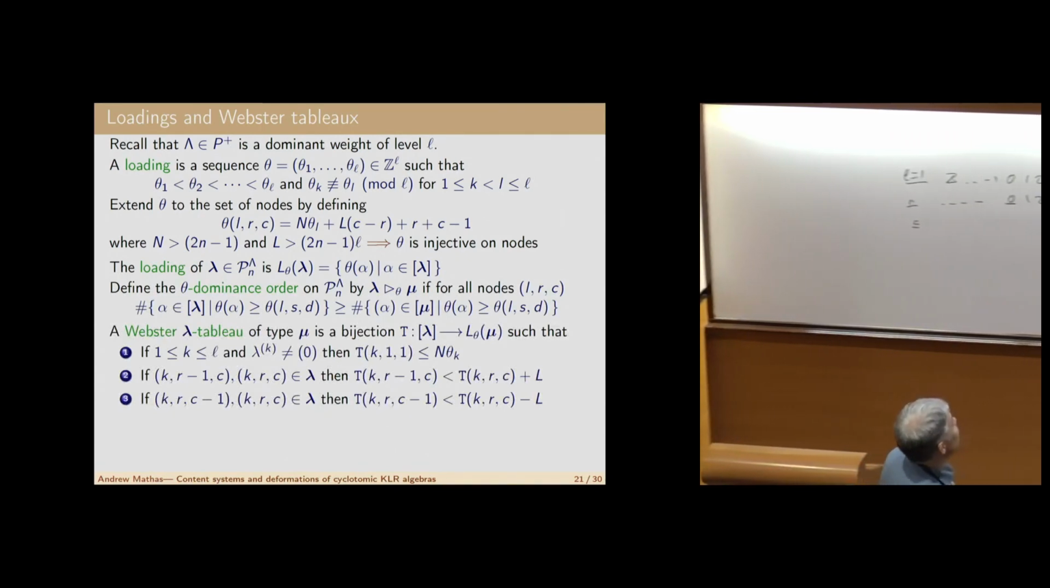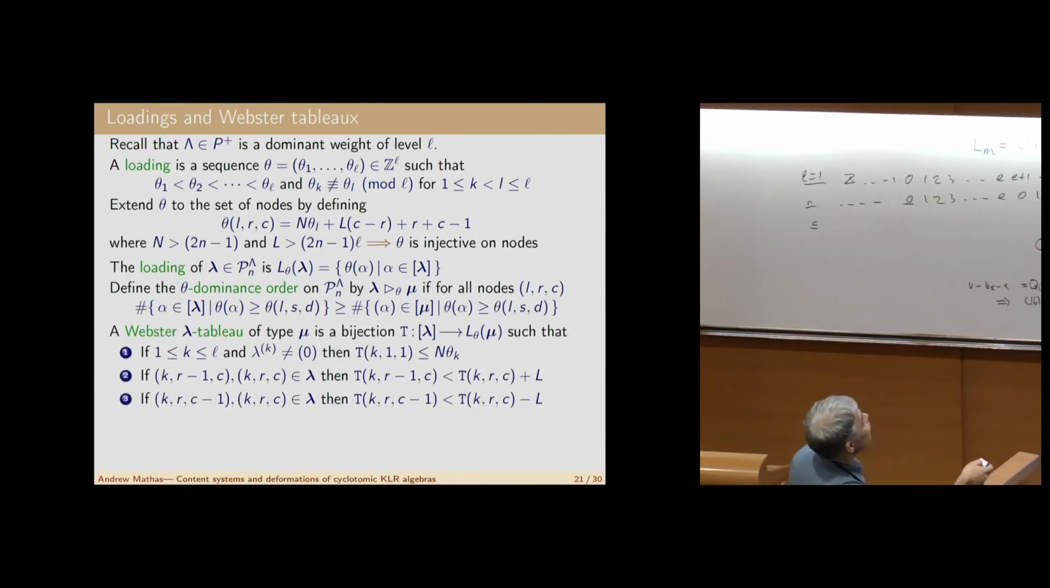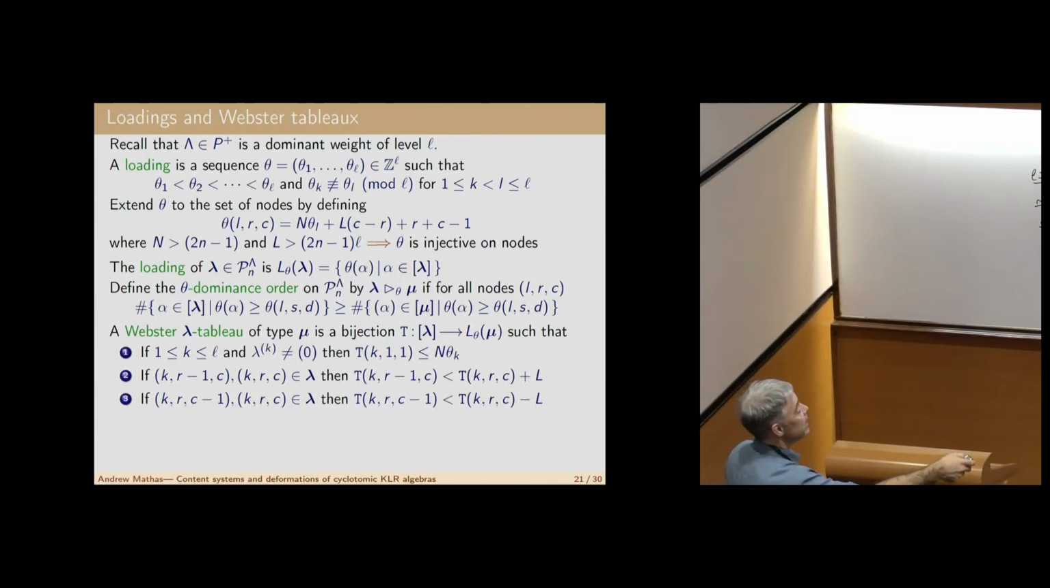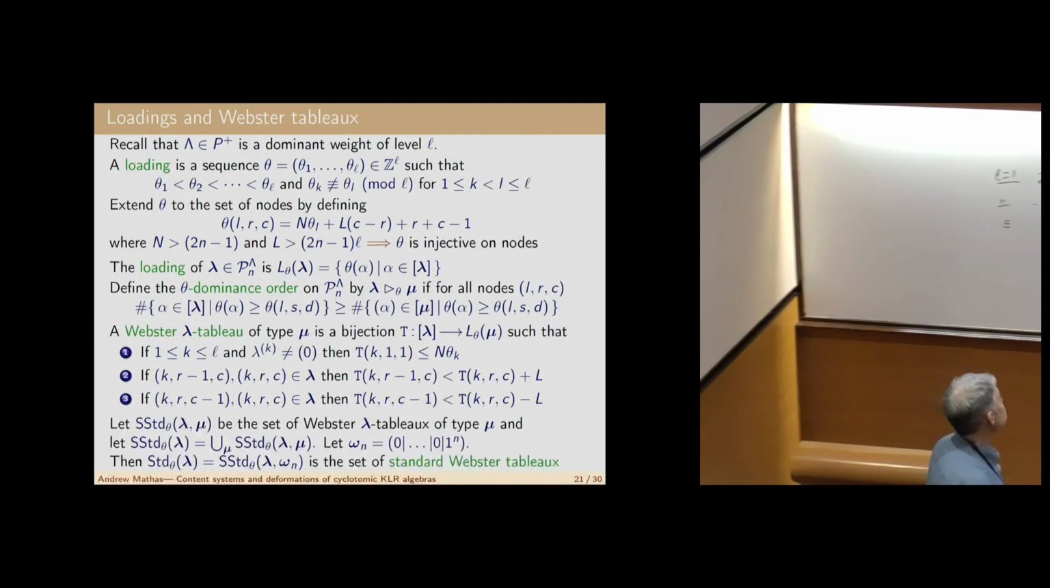Okay. Then there were these funky Webster tableaus, and they're a little bit funny. So I've got a tableau of type mu. So it should be a bijection from my diagram for lambda into the loading for mu, and then it should satisfy these conditions. So if I've got a non-empty component, then the entry in the first box should be less than n times theta k. And then as I read along rows, I've got this condition, I've got to be less than plus L, and when I go to the columns it's minus L. So there are some funny conditions here.